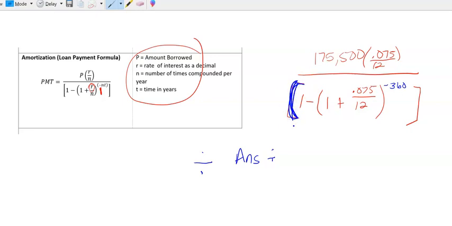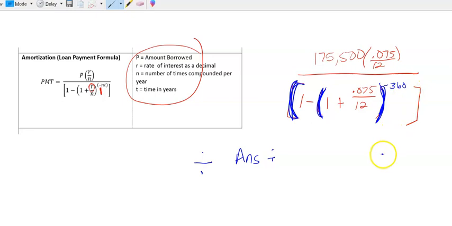Once I do that, then I make sure I do my first set of parentheses, and then type the number 1, and then I do minus, then do my second left parenthesis, and then do 1 plus 0.075 divided by 12, put my very first right parenthesis to close that first gap, and then you have to do the exponent. So whatever button on your calculator takes you into the exponent, you would have to push that, and then make sure you put in negative 360.